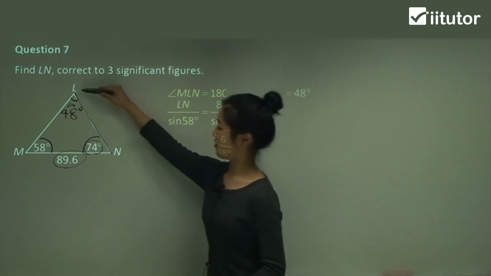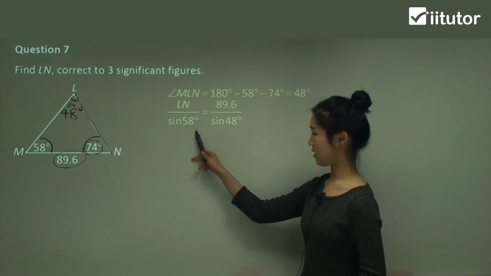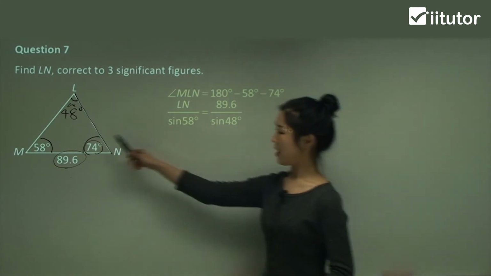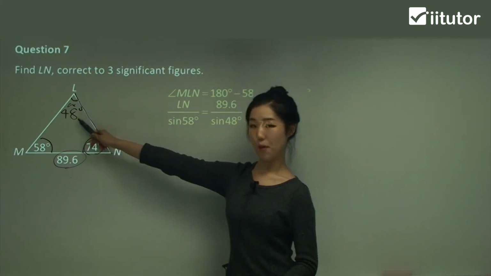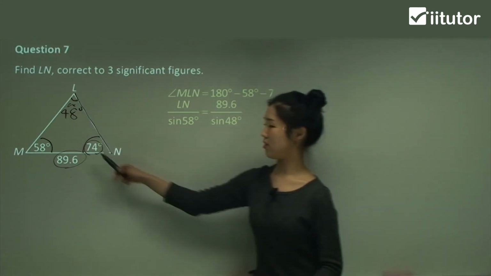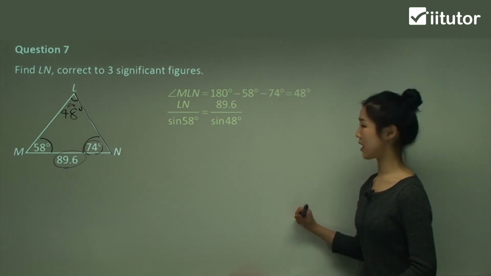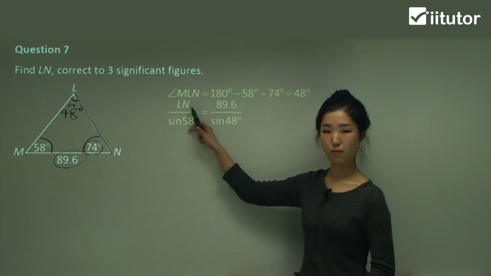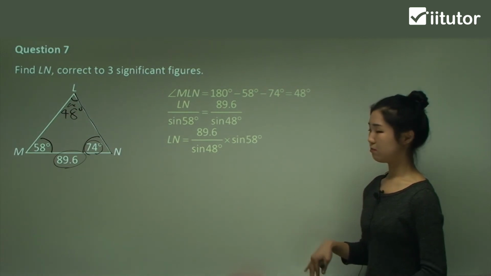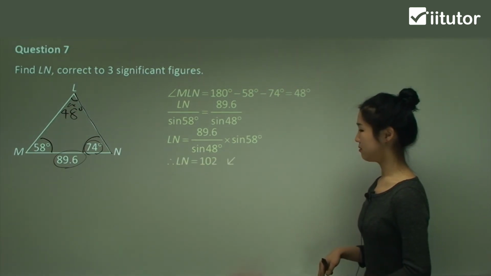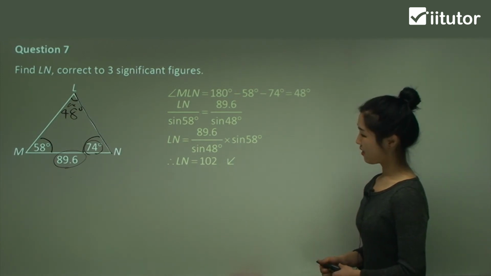Okay, ln, which is this side here, over sine of the opposite angle, so sine 58 degrees, equals 89.6 over sine 48 degrees, the opposite angle. Okay, so we don't need to use this angle anymore. See what I did? And again, I put the side on top so I can solve for it more easily. Multiply both sides by sine 58 degrees. Put that into your calculator, and you should simply have 102 to 3 significant figures. Okay, see what you did?